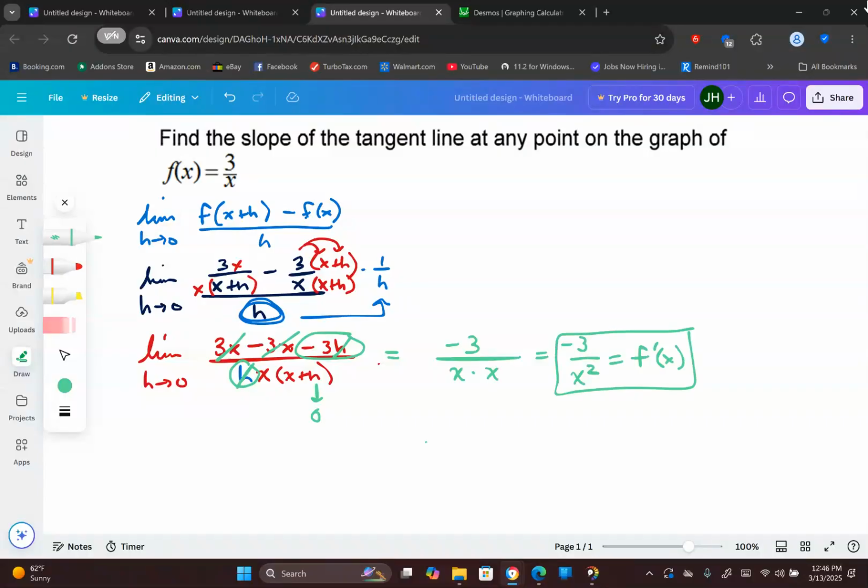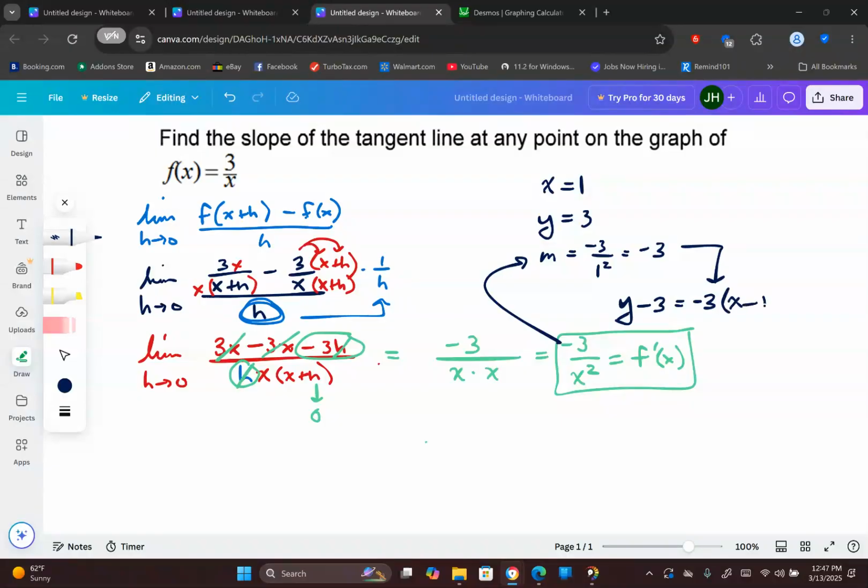And we're going to pick a simple number to plug in. We're going to pick x equals 1. So the y value would be 3 over 1, which would be 3. And here we're going to use the derivative to find the slope. It'd be negative 3 over 1 squared. The derivative is negative 3. So my tangent line would be y minus 3 equals the slope, which I found from the derivative is negative 3, times x minus 1. That, ladies and gentlemen, is the equation of my tangent line at this particular point.